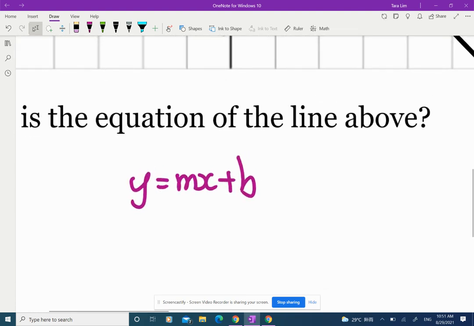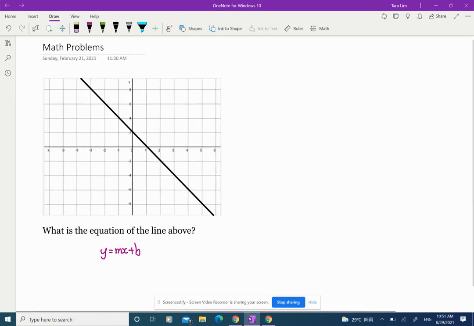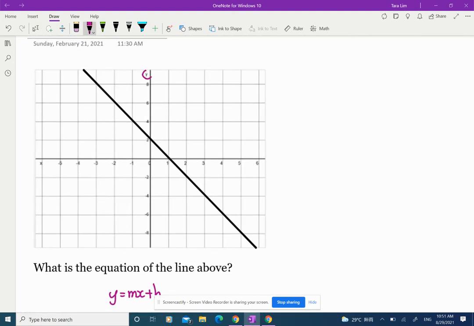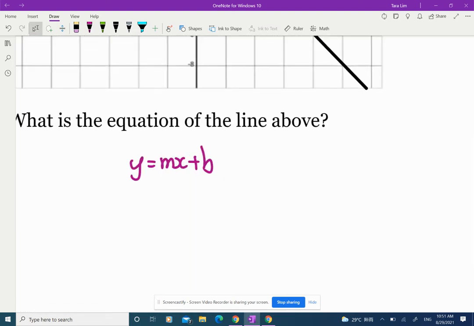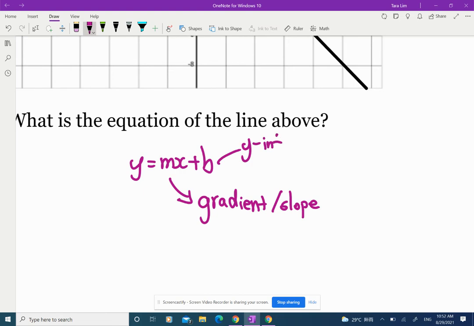Anyway, we know what y and x is, right? Y is the vertical line. As you can see, it's labeled y. This is the y-axis, and the x-axis is the horizontal line. And what is m and what is b? So we want to solve what is m and what is b. First of all, we must know what is m. M is gradient, or you can call it the slope. And b is the y-intercept.